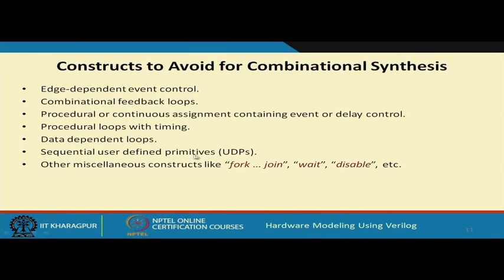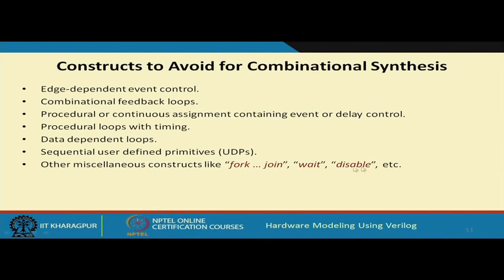Sequential user defined primitives like state table are not permitted by synthesis tools, and there are some other miscellaneous constructs which I have deliberately not discussed, like fork join. These are used to specify concurrency. Wait is sometimes used to make a statement wait for a certain time before it gets activated, and of course, disable, you can disable some signals or commands.